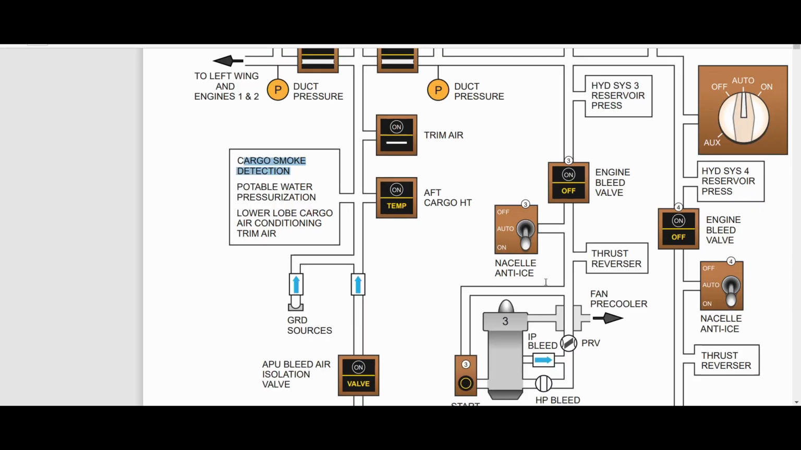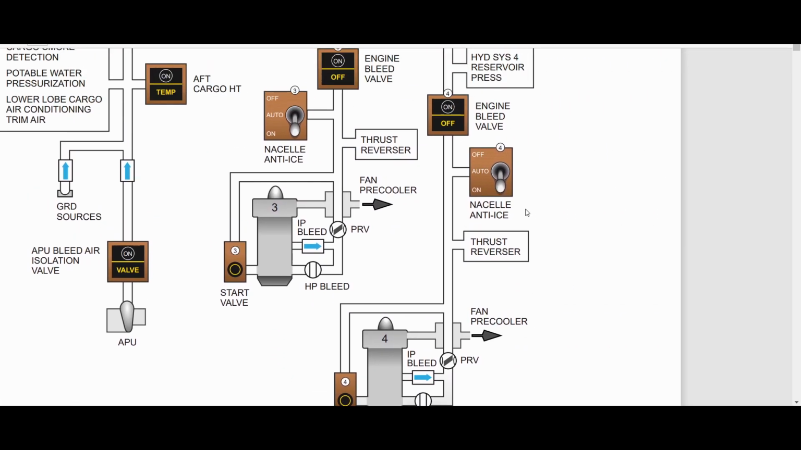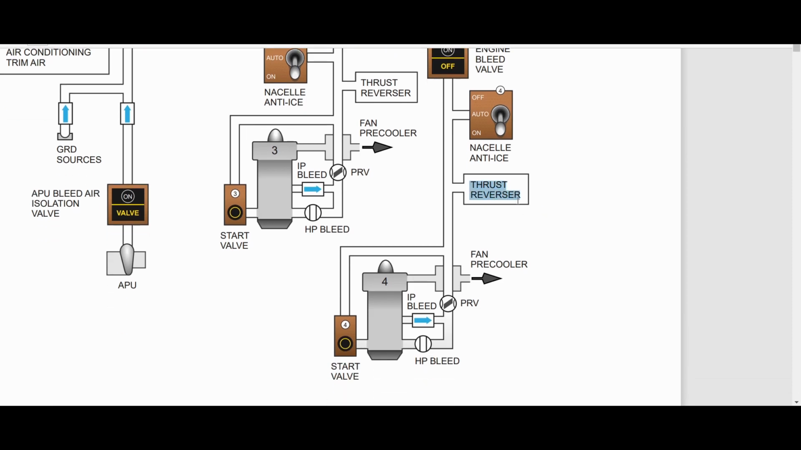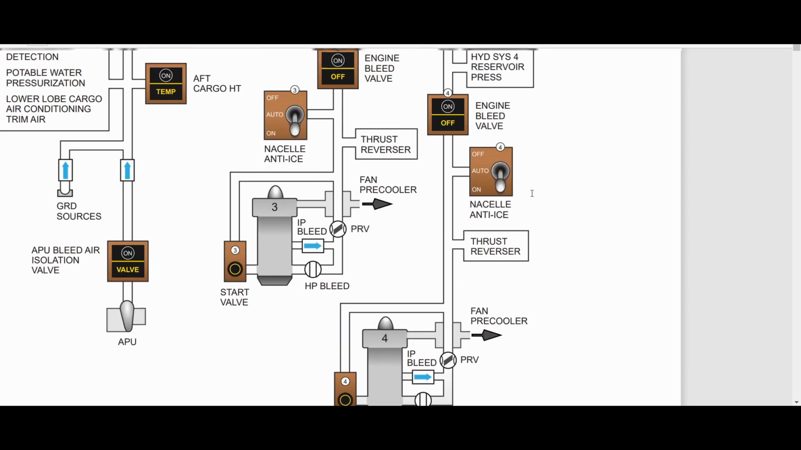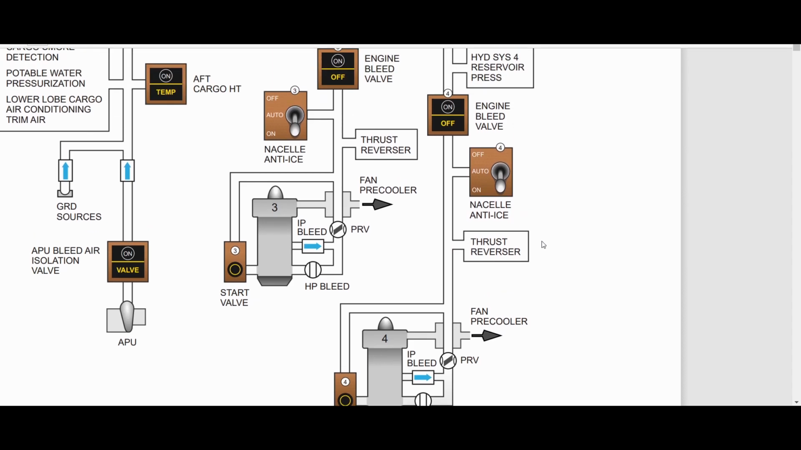Yeah, using this diagram, you're just going to have to work out when nacelle anti-ice are and are not available, and thrust reverser as well. So if the PRV failed closed, no pressure air is going to get up there. But if the engine bleed valve is closed for any reason, this air is still in this section of the duct. So you can get nacelle anti-ice and thrust reverser if this engine bleed valve for some reason fails closed.